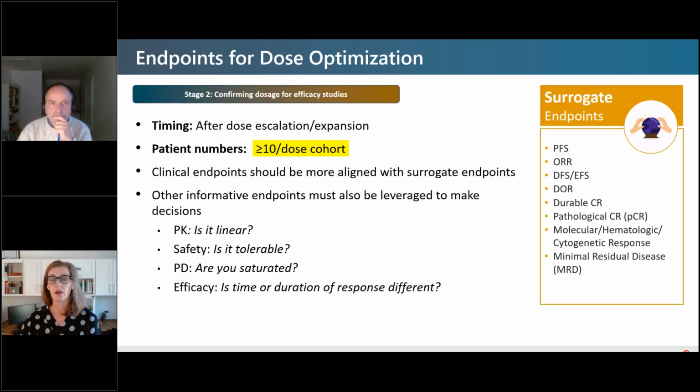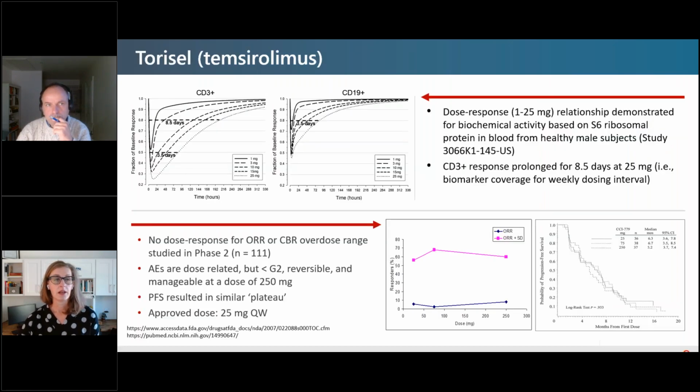Next slide. Once we have gathered enough data, our decision for determining an optimal dose should be based on endpoints that are more surrogate in nature, endpoints that are reasonably likely to predict clinical benefit or are validated to predict clinical benefit. But efficacy alone is not the only endpoint to making a dosing decision. We must also consider other informative endpoints such as pharmacokinetic, safety, and pharmacodynamics, in addition to efficacy. Next slide. Now I'd like to walk through a few case studies.